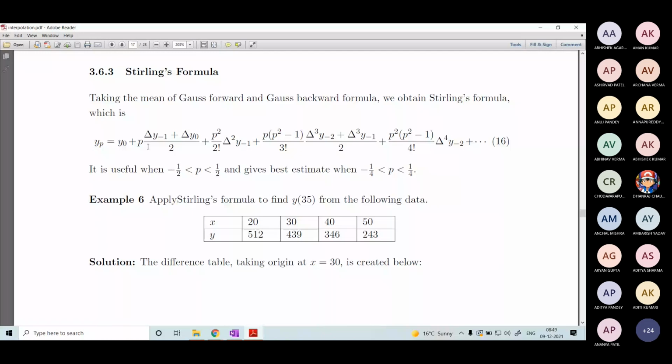P into P plus 1 by 2. तो दोनों को ऐड करके 2 से डिवाइड करेंगे तो it will be coming P square by 2. और forward difference was same, del square y-1.